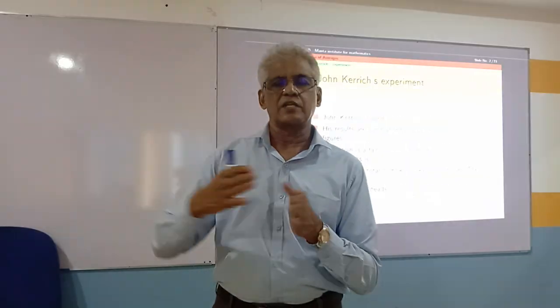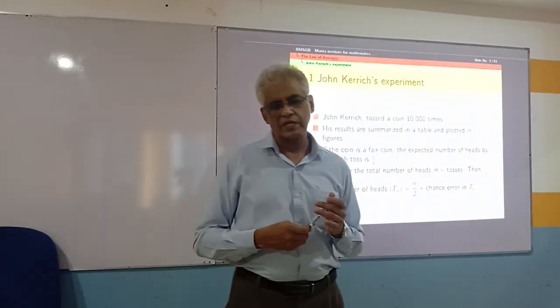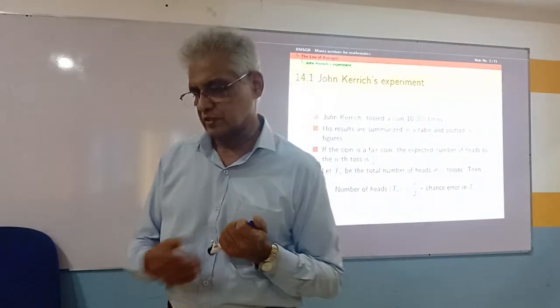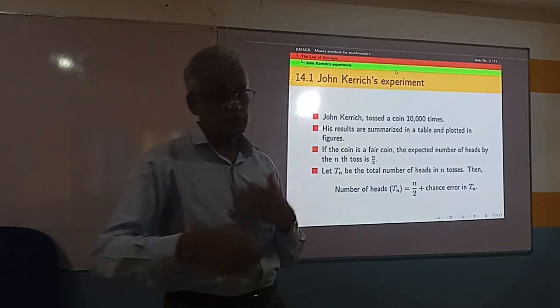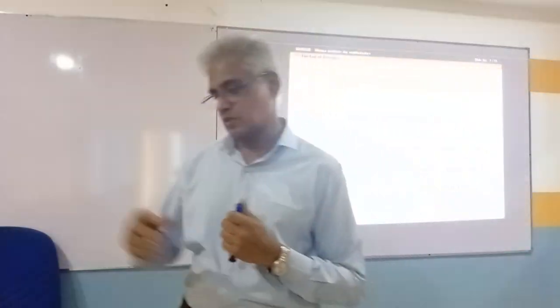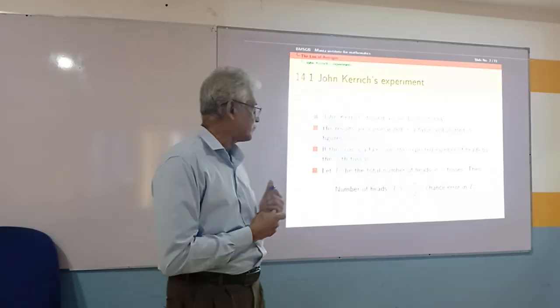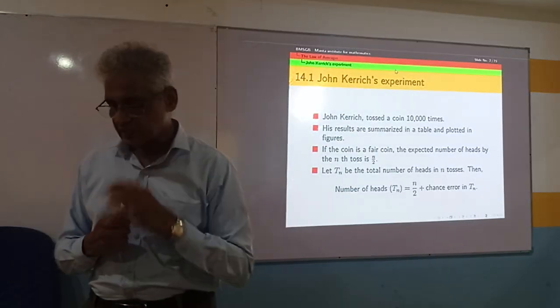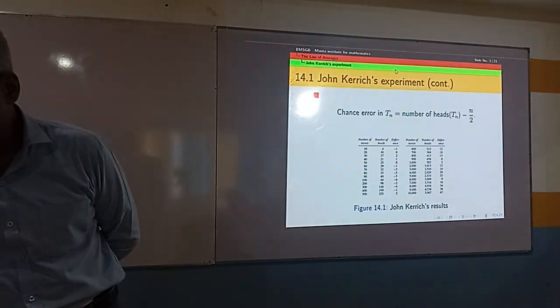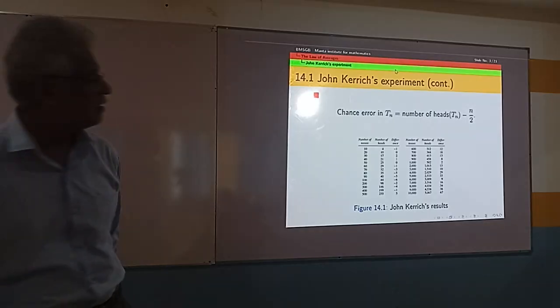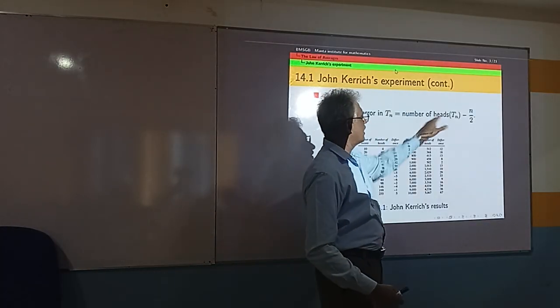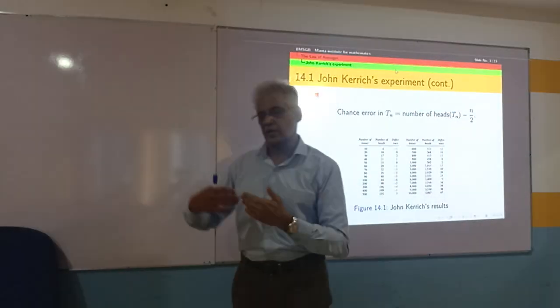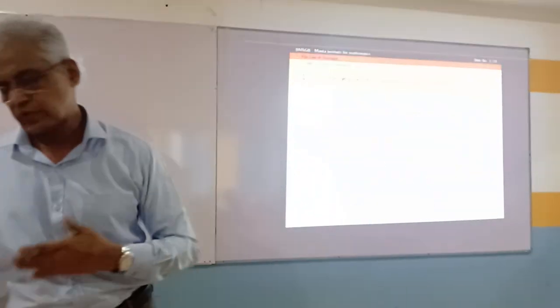So at each n, according to the data, not I actually, somebody else did it, we have a graph. We can see what has happened, and then I also simulate the same situation to see what happens if you did it again. So that is one thing we are going to look at. The chance error is equal to the actual number of heads minus n over 2. Right? So you can calculate.